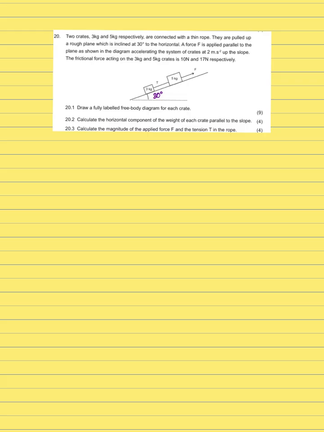To the horizontal, a force F is applied parallel to the plane as shown in the diagram, accelerating the system of crates at 2 meters per second up the slope. The frictional force acting on the 3 kilogram and the 5 kilogram crates is 10 newtons and 17 newtons respectively. And then we have 3 questions that we need to answer. Let's have a look at that.